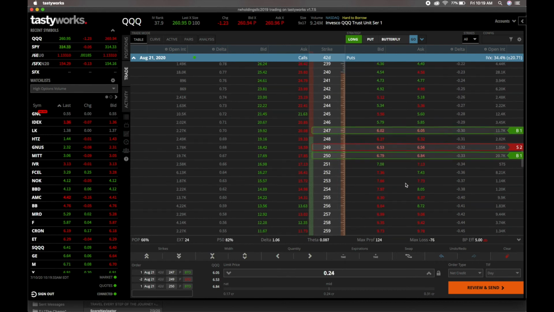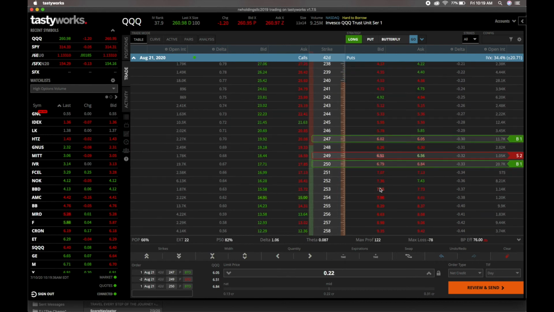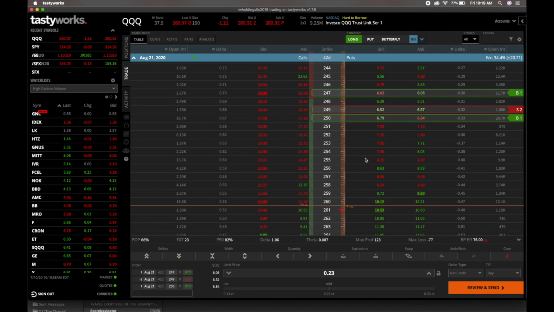So let's say if I cut my strikes here, I'm just betting that the stock price is not going to go to 250 within the next 42 days. I'm just setting a price target. I'm not chasing a price or anything, right? That gives me a 66% probability of profit. I'm collecting theta. Remember, I'm selling. So time decay is going to be on my side.